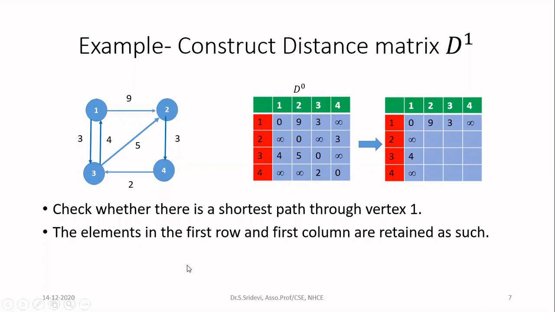Then I'm going to check whether there is a shortest path from a particular vertex U to another vertex V, but through this vertex V1. Since I am considering D1, every time I have to check whether there is a shortest path from any node to any other node, but through the vertex V1. So now let us see how to proceed with this.